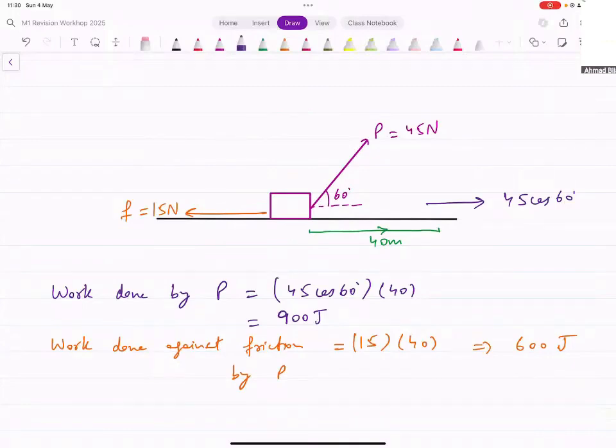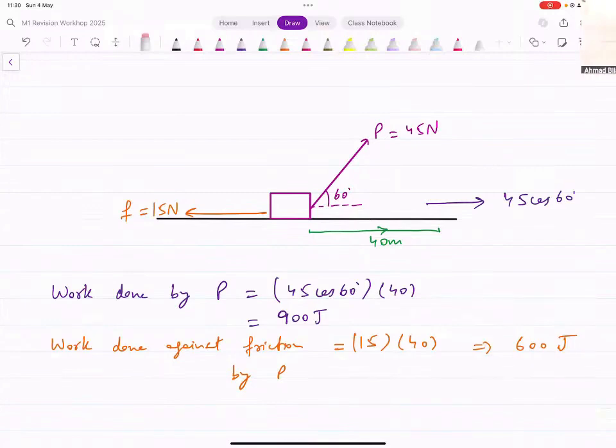I'll talk about that in a minute again. If we had to find work done against friction, what would that be? We would multiply friction by the distance traveled, that is 40 meters, and that turns out to be 600 joules. That's this value.